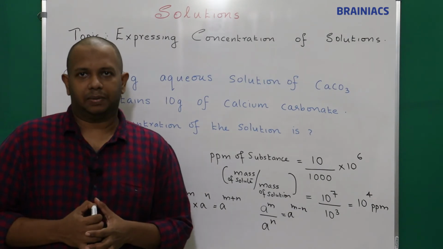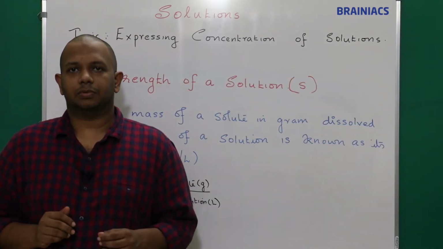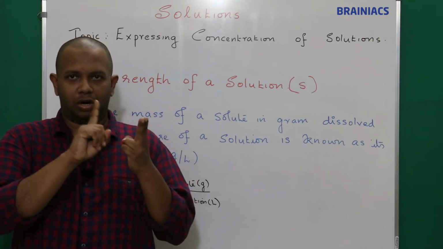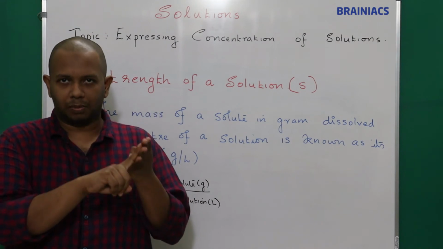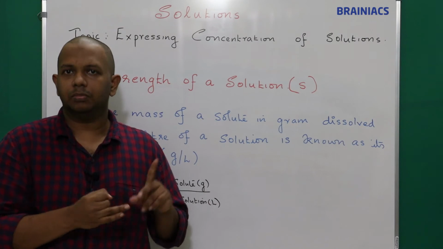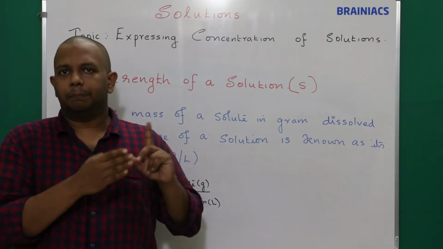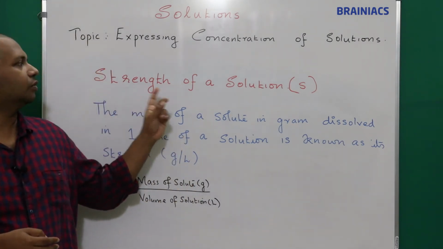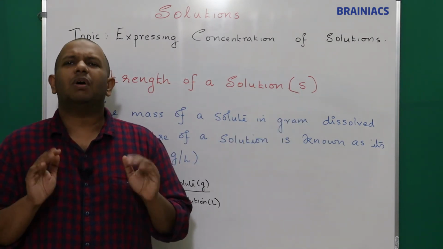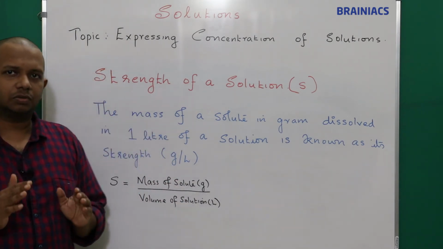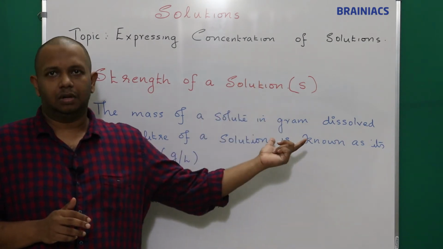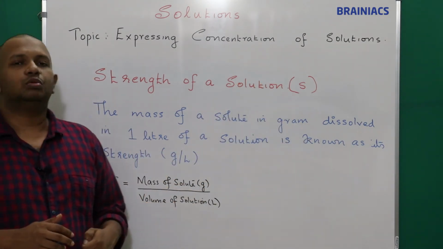The next term, next concept. Right now we have learned about many things. First was molarity, molality, normality, formality, mole fraction. Then we learned about percentage by mass, percentage by volume, percentage of mass by volume, parts per million. Now the next one is strength of the solution. It is represented by the letter S. So what is strength of the solution? Strength of the solution is defined as the amount of the solute in grams divided by the volume of the solution in liters.